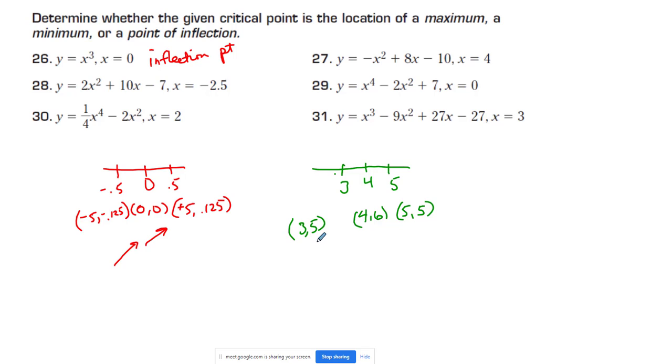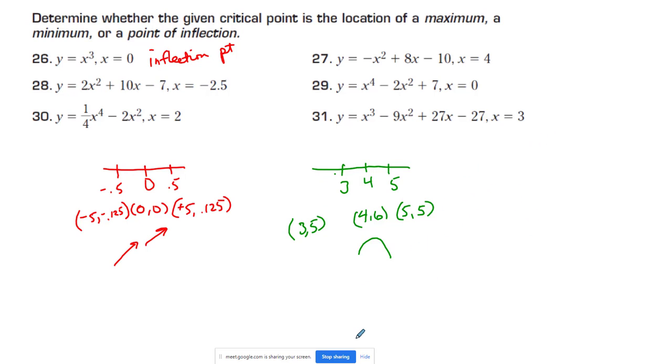So we can kind of see pattern-wise that y's getting bigger as you get to 4, and then it starts going back down again. So pattern-wise, that's got to go with a maximum. So there's a maximum point there. Now it's probably an absolute maximum based on it being an upside down parabola, but for sure we can say that there is at least a relative maximum point there.